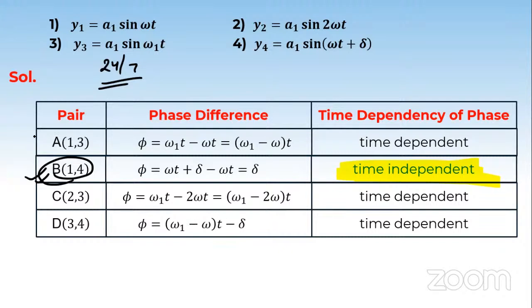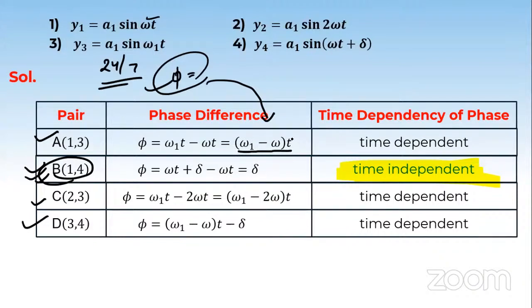The question was which among these pairs will show interference. This can only be predicted if we check the frequencies. Frequencies here are all the same, so there is not a lot of issue. Next thing we need is the phase difference angle, so that we get from here. Phi here is omega 1 minus omega 2 times t. This is time dependent. If we check for 2 and 3, this is again time dependent. If we check for 3 and 4, this is again time dependent. But only B14 is the answer, which is time independent.